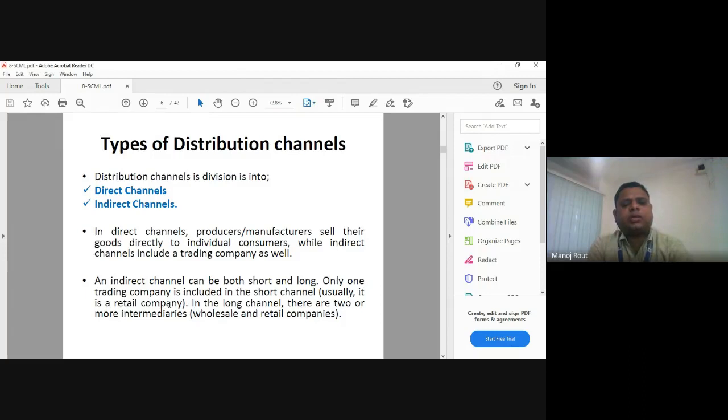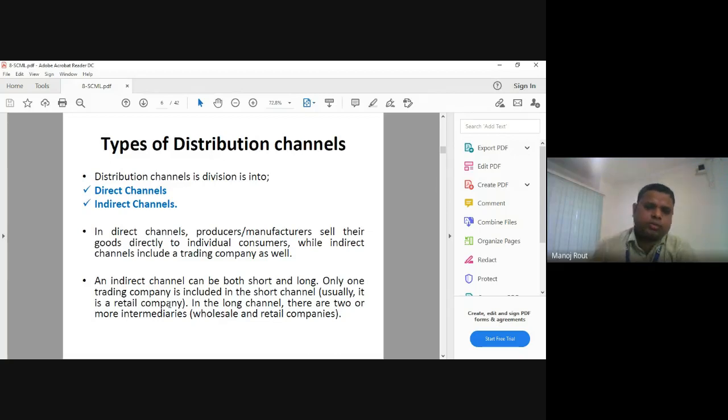The next part is that indirect channels can be both short and long. In a short channel only one trading company is included. Here I give the example of trading companies: it is included in the short channel, usually in retail companies. In a long channel, there are two or more intermediaries, wholesalers and retailers. In a short channel it goes directly to the retailer's side, while in a long channel there may be some intermediaries. For example, a wholesaler, a retailer, a stockist, a super stockist, different outlets. So these are the basic examples concerning the distribution channel and indirect channels.